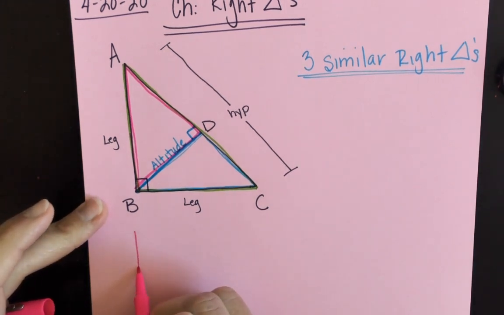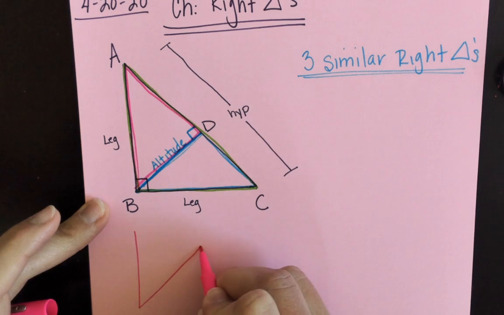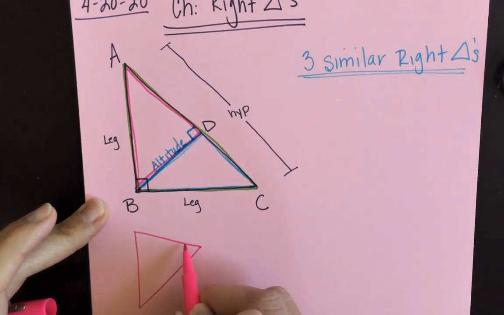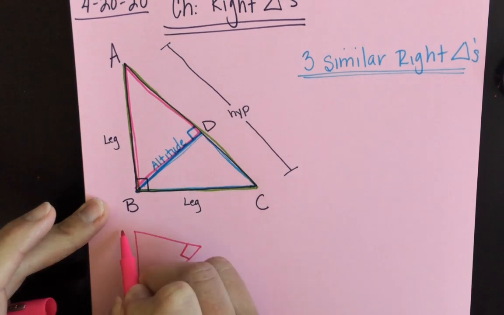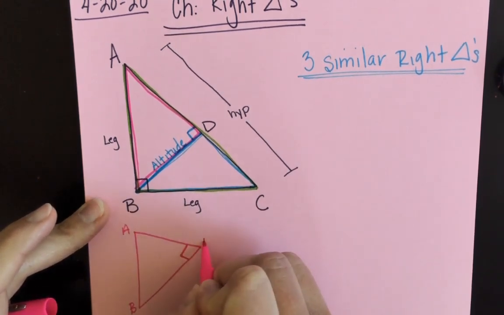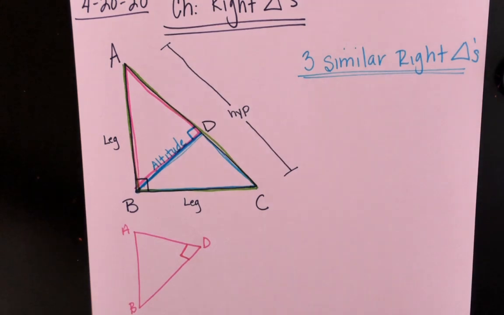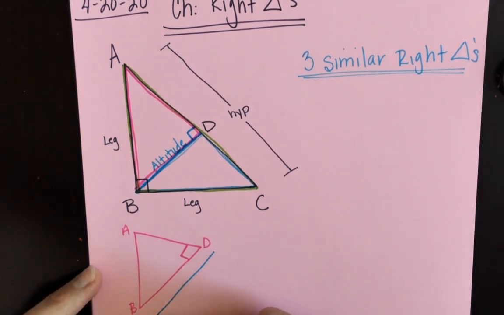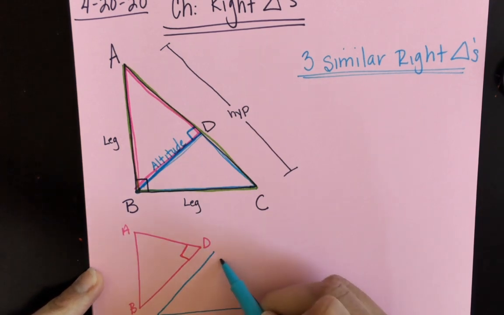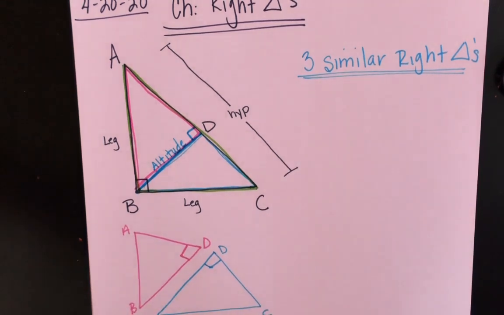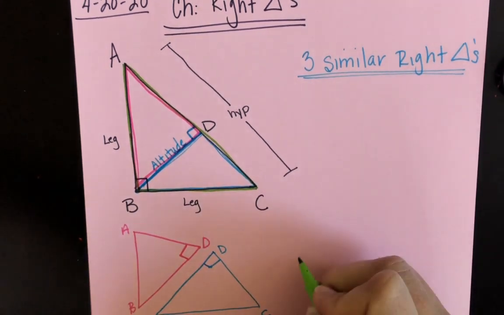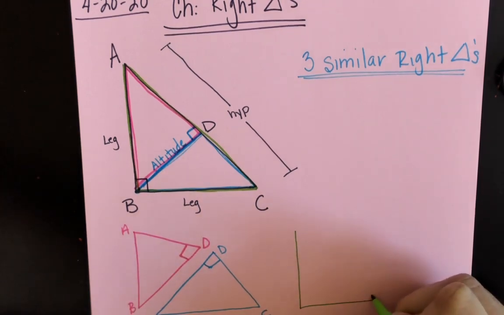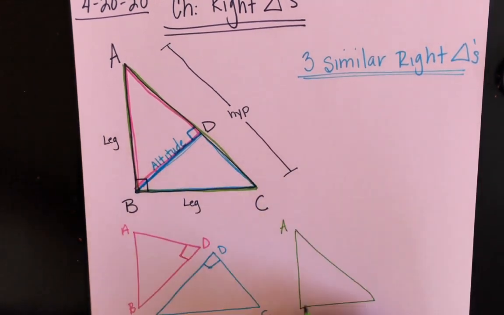Hey, as you're thinking, let's just go ahead and draw this first guy here. Here's A, B, D. Kind of rough, but it'll work. Here's another one. And here's our first one. Obviously not to scale.